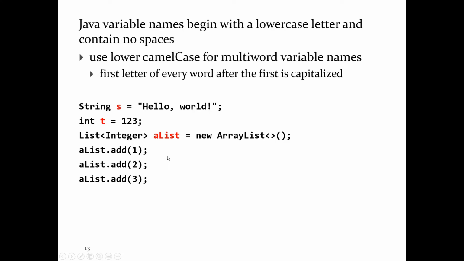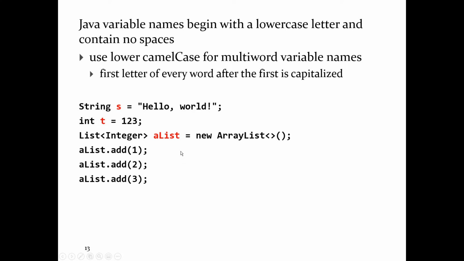By convention, if you have a multi-word variable name, you should use what's called lower camelCase. So the first letter of the name is in lowercase, and all the other words of the name are capitalized. They start with a capital letter. This is a convention, so it's not a rule. In other words, the compiler doesn't care if you name it this way, but other Java programmers are expecting you to name your variables like this.